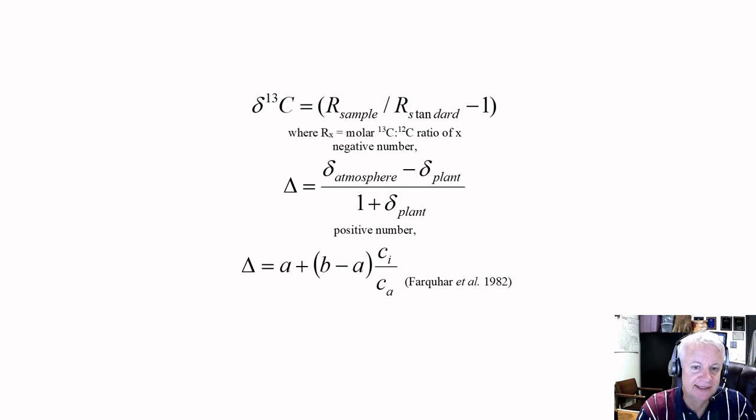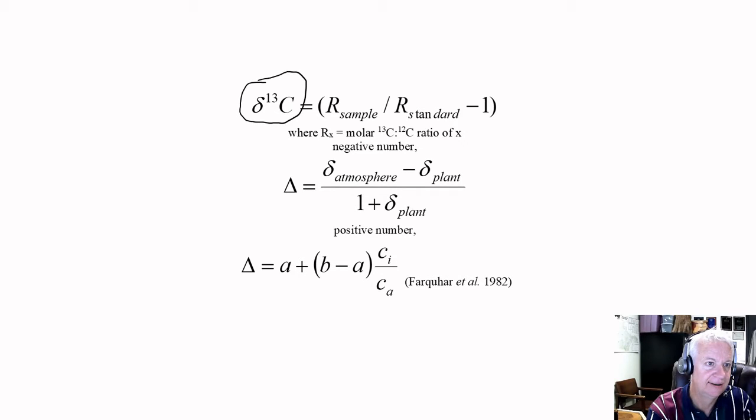So stable carbon isotopes, this is a set of equations which explains how the two main variables are defined for stable carbon isotopes. So there's little delta right here, which ends up calculating for plants, for trees, as a negative number. And then there's big delta here, which ends up calculating for our cases as a positive number.